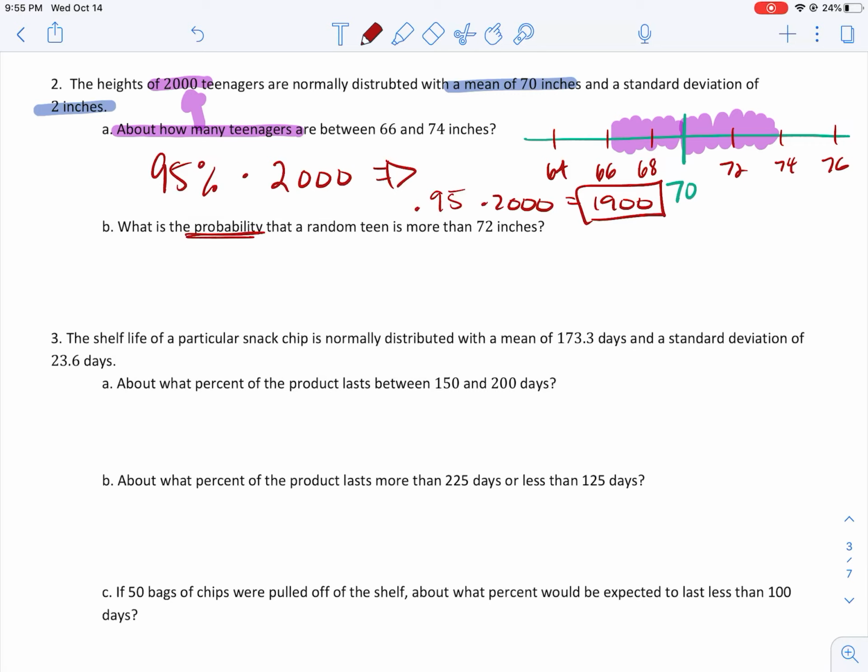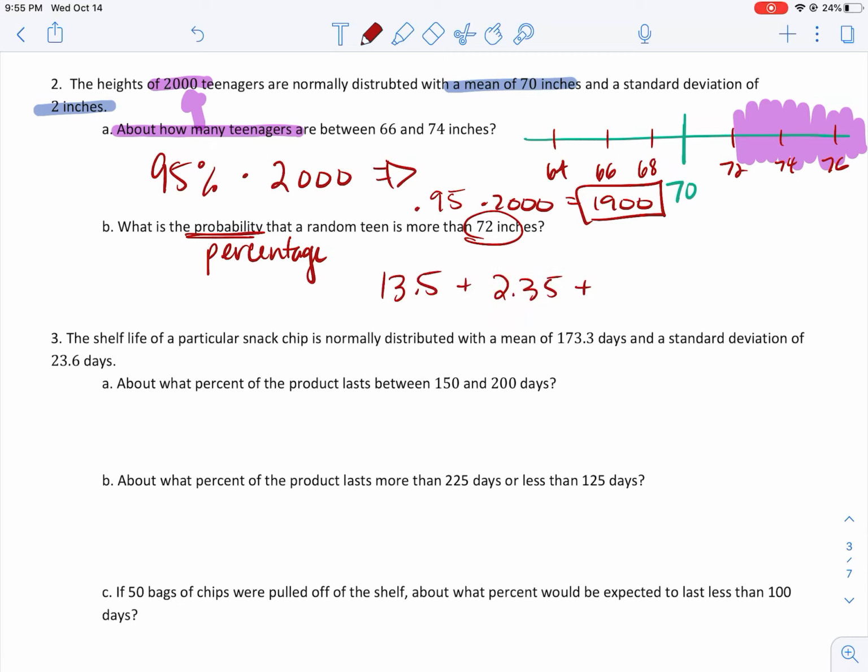And then the last one, what is the probability? That's the same thing as the percent or the area. So we're still doing the same thing. A random teen is more than 72 inches. So let's see here, more than 72 would be right here. So again, I'm going to have to add those percentages up, and this is similar to the last one. This is going to be 13.5 plus 2.35 plus 0.15, which is 16%.